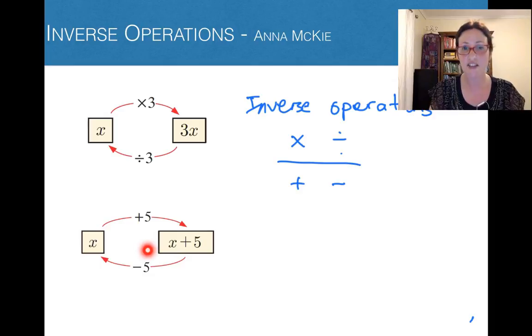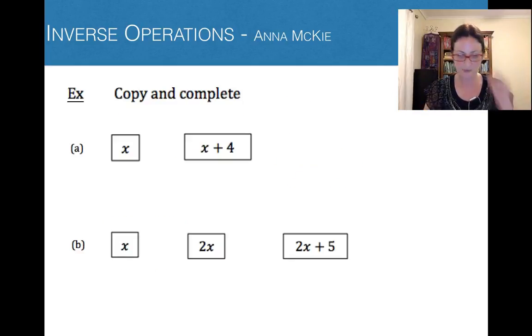Looking at this example here, if we have an x and we want to turn it into an x add 5, what do we have to do? We have to add 5 to that. And likewise, if we were backtracking and we had the x add 5 and we wanted to end up with just an x, we have to do the opposite, which is subtract 5. So let's put that into practice.